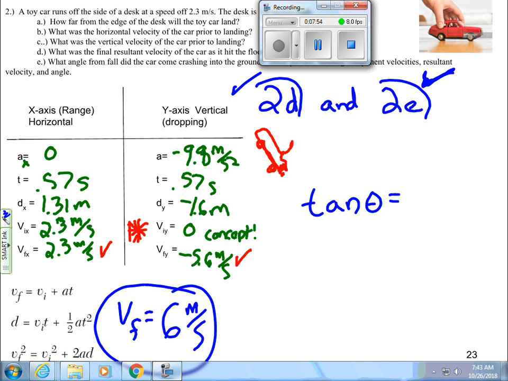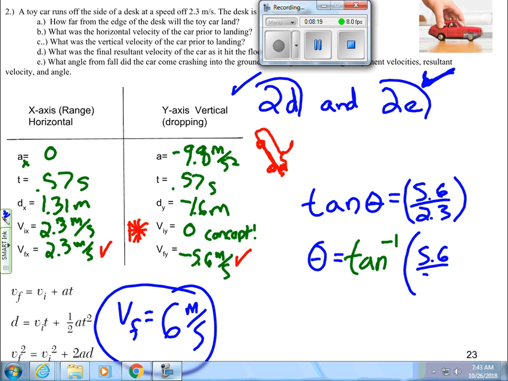So tan theta is now equal to the division of those two numbers: 5.6 divided by 2.3. I crossed out the units. How do I solve for theta? Theta is a trigonometry trick. You would go inverse tan. Don't forget to look for that in your calculator. 5.6 divided by 2.3. Theta should be equal to, if you plug it into your calculator correctly, 67 degrees. Done.